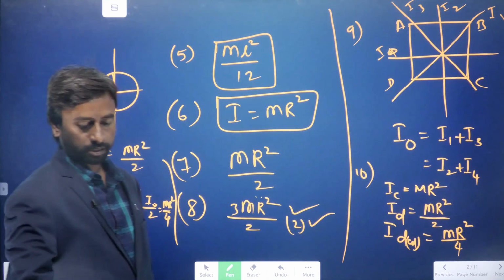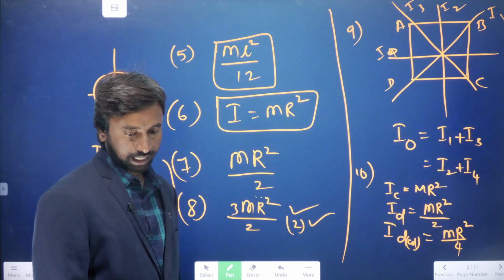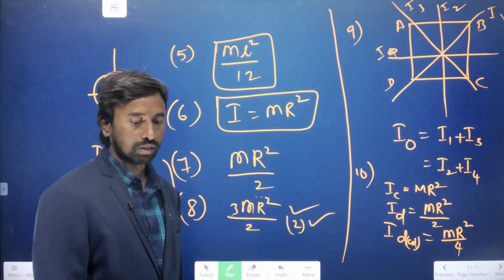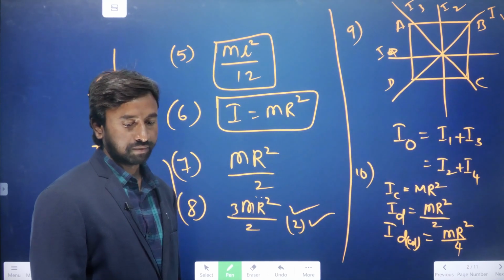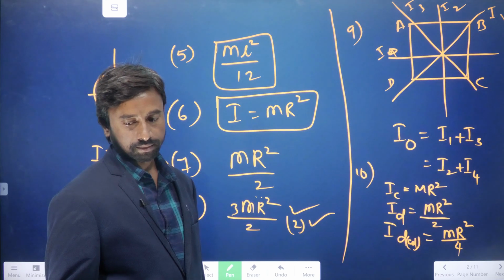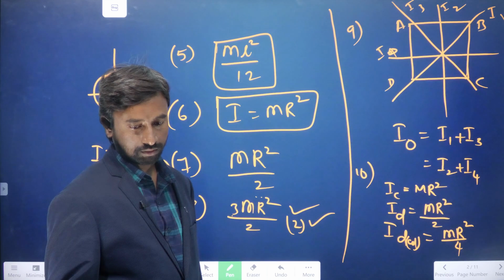Okay, the next one is given: about the diameter of the solid sphere. The moment of inertia about the diameter of the solid sphere, we have the formula for the moment of inertia of the solid sphere.